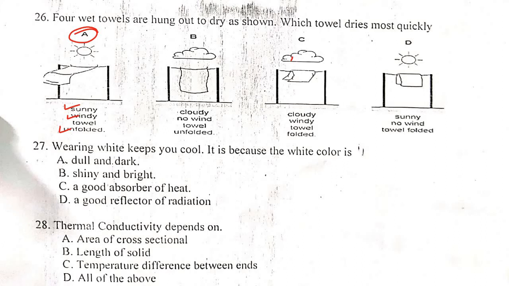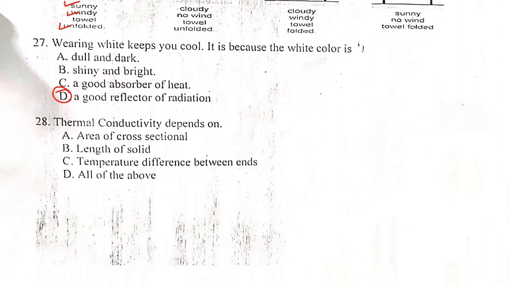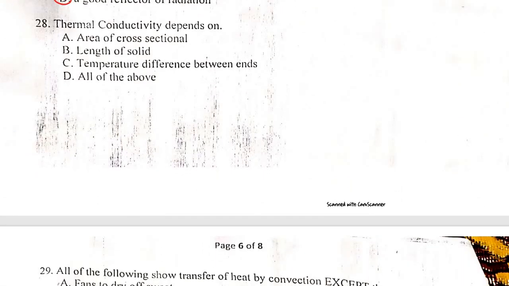Wearing white keeps you cool. It is because white color is a good reflector of radiation. Option D is the right answer. So all the thermal radiation from the background strikes the person, and it reflects back into the environment due to the reflecting property of shiny or white color.